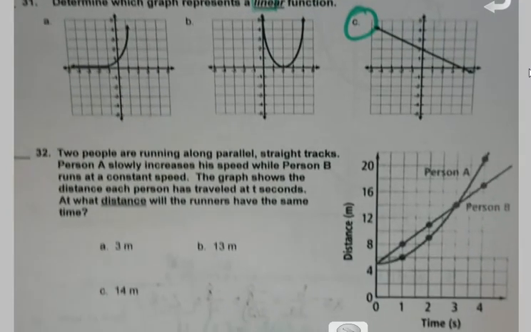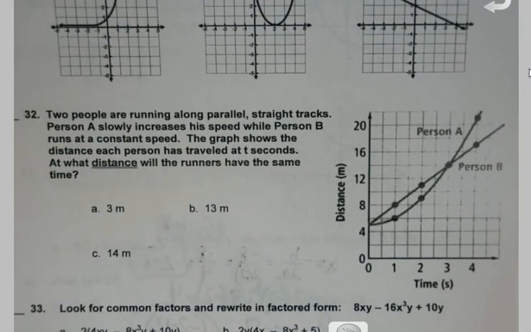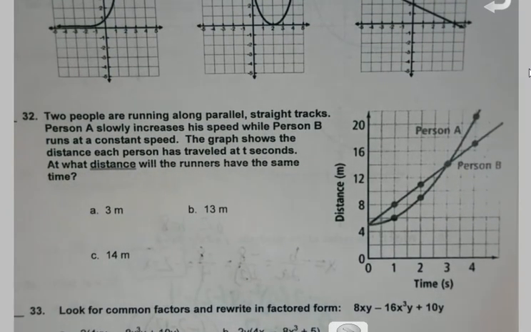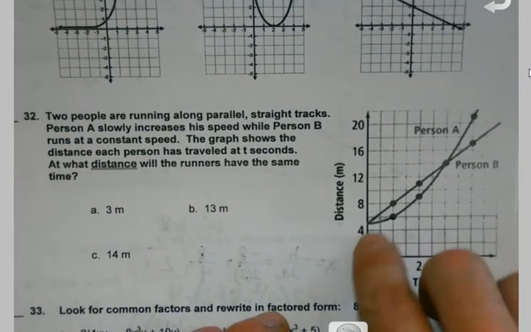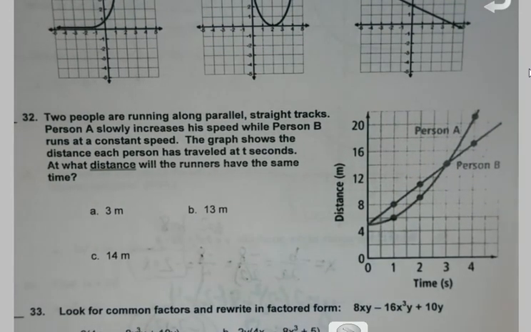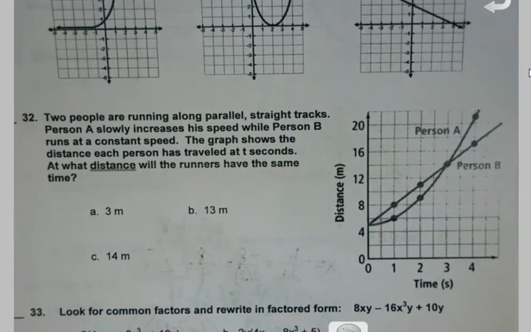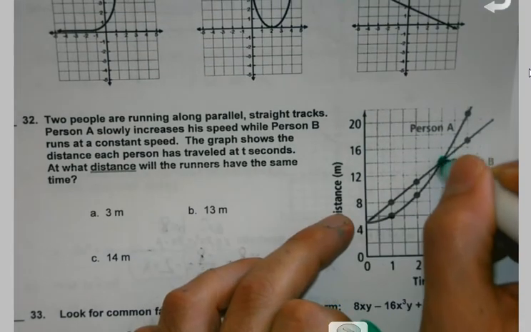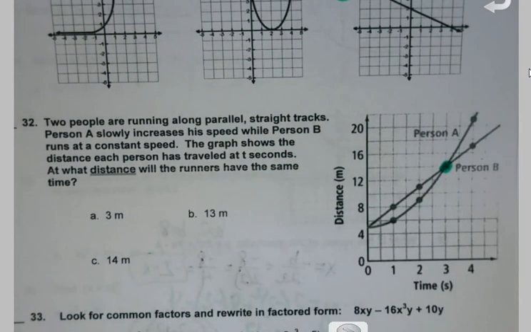32. Two people are running along parallel straight tracks. Person A slowly increases his speed, as I can see, while person B runs at a constant speed. The graph shows the distance each person has traveled at t seconds. At what distance will the runners have the same time? Where do the two lines cross?